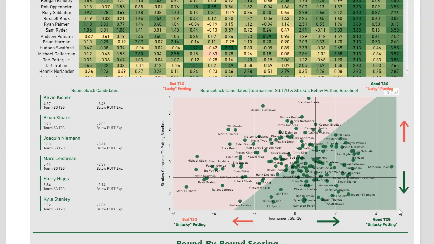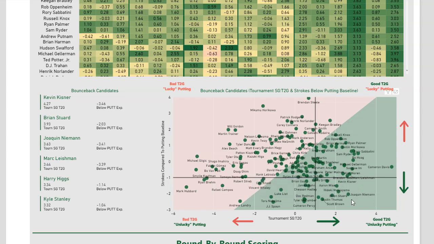And then down here in the bottom right-hand quadrant, these are the guys that I would generally target. This is obviously not a hard and fast rule, but guys who are playing well tee to green and getting unlucky putting. So Joaquin Niemann played awesome, right? He gained 2.6 shots tee to green in this tournament, which you can see is like, there's probably 10 guys in the field that are better than him at this point. But he was getting unlucky on the greens, putting poorly, 2 strokes per round compared to his baseline.